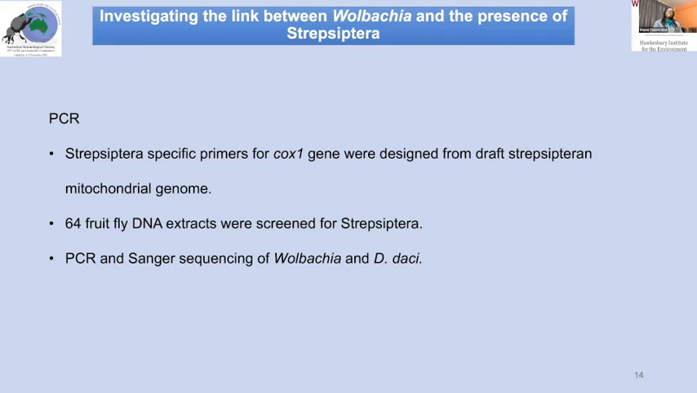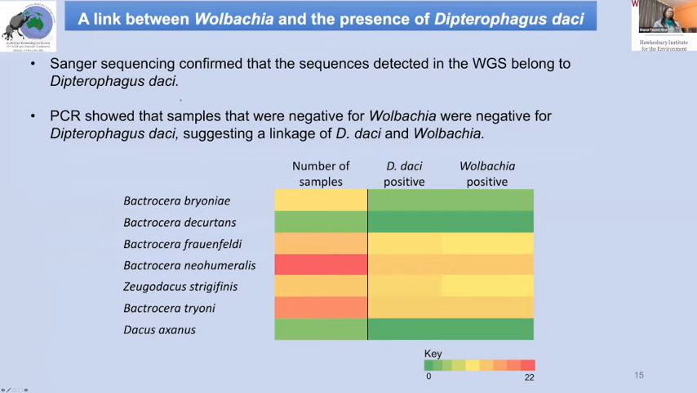So results from this are that our Sanger sequences confirm that yes, the sequences that we found in our whole genome sequences belong to Dipterophagus daisy. And the samples that were negative for Wolbachia were also negative for D. daisy, suggesting a link between the two. So our heat map just shows us the link between D. daisy positivity and Wolbachia positivity in our fruit fly samples.